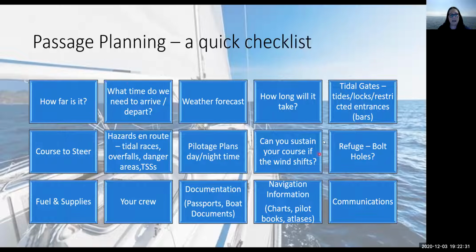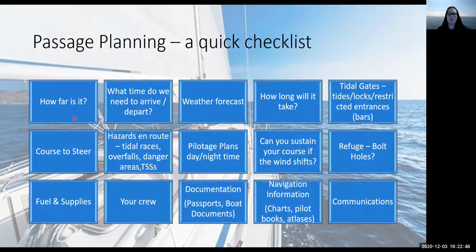So my passage plan here is a quick checklist. Now, there are a million things that you could put onto a passage plan. Here are just some of them. So I need to look at how far it's actually going to be. Okay, I've decided that, say it's a 60-mile trip. I'll put it head to Swansea, roughly about 60 miles.